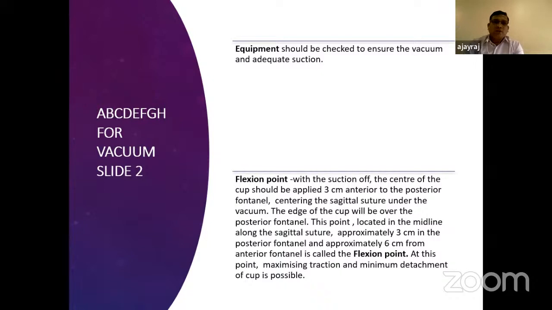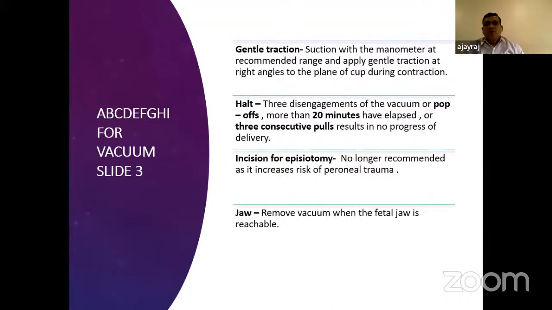Flexion point. The flexion point is a point which is 3 cm away from the occiput and around 6 cm away from the sinciput, where we can attach the vacuum cup and apply maximum traction, and there is a minimum chance of detachment of the cup. That is the flexion point. Gentle traction should be given. Suction with the manometer is to be monitored, and gentle traction at right angle to the plane of the cup during contraction is applied in the initial phase.